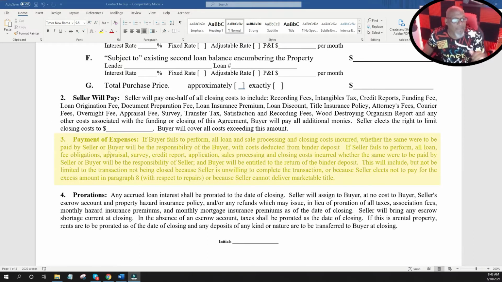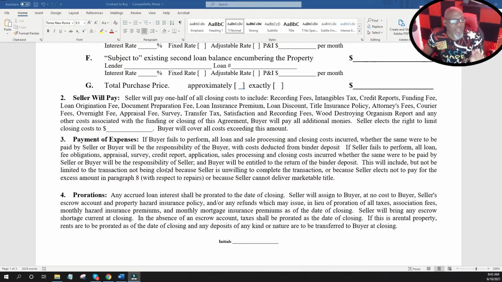Number 3, payment of expenses. It tells you if the buyer fails to perform, the seller can keep the earnest money deposit. However, if the seller fails to perform, they may have other remedies that you can incur on them. So this section covers what happens for payment and expenses if individuals fail to perform, the binder deposits, and so on, who gets what and who's responsible for covering that cost.